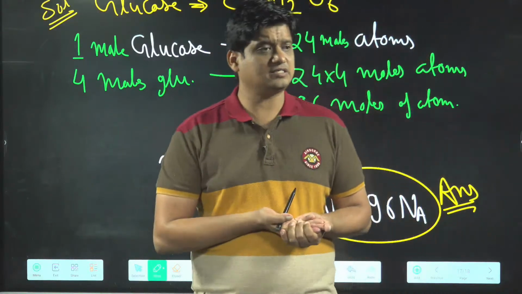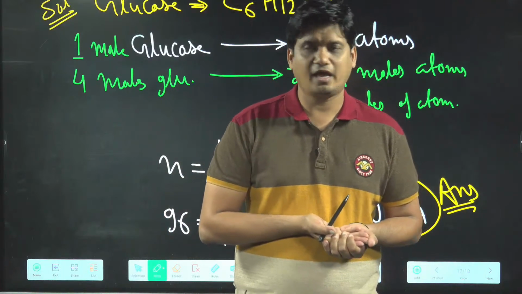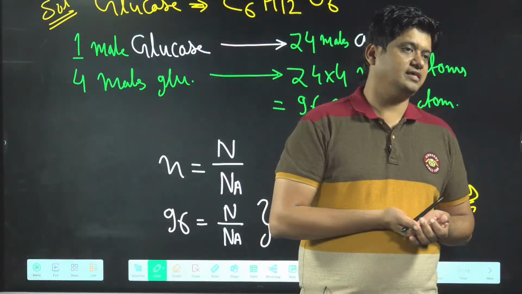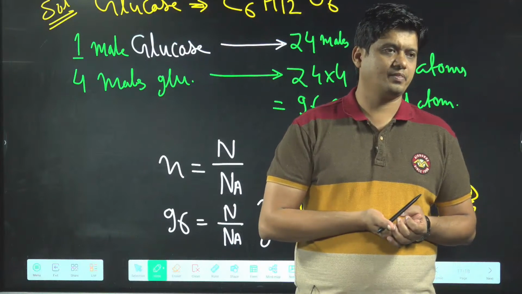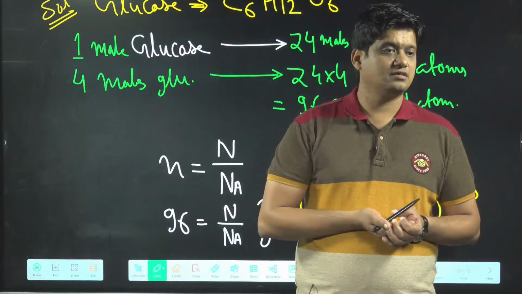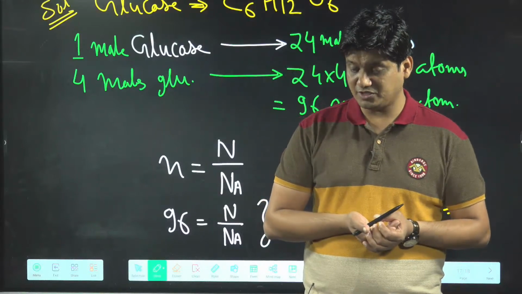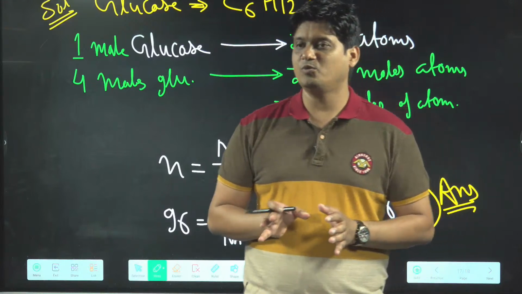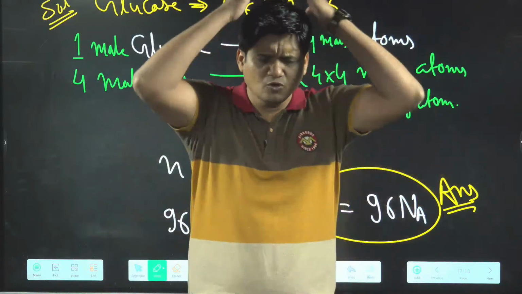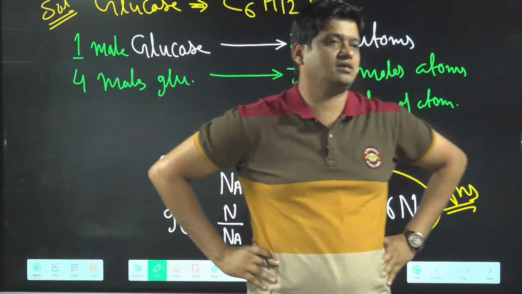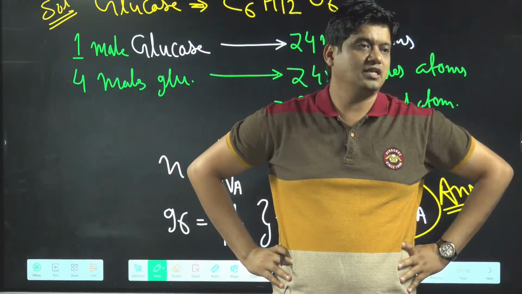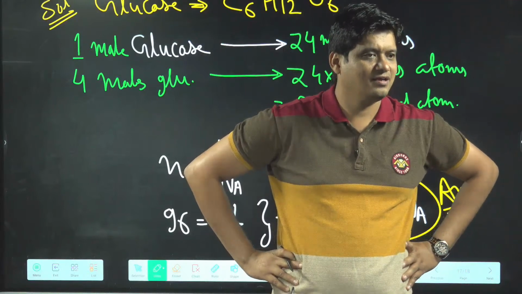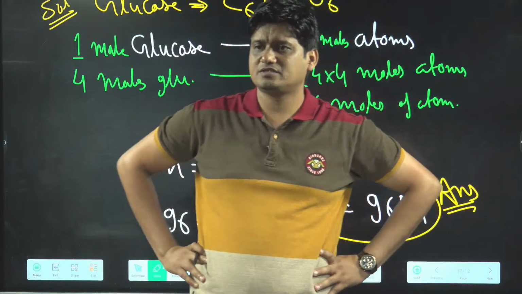96 is mole, and they were asking about the number. And after that, what happened? When we come out of the examination hall, we check the answer key, and we find that different coaching institutes are giving 96 NA for that. At that moment, everything comes into our head, and we say, oh, I have made a mistake. It was number. Am I right? It happens, often it happens.